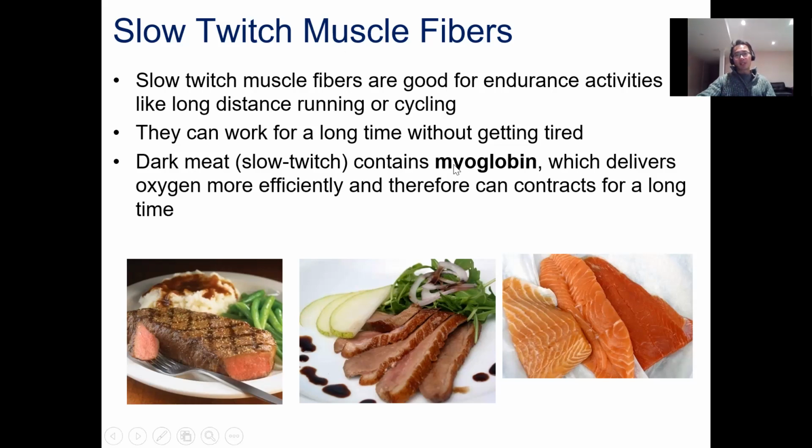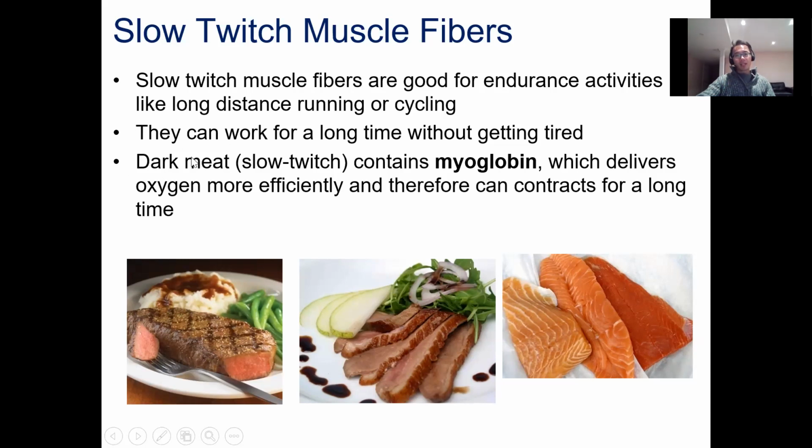Again, the reason they can do that is because they contain something called myoglobin. Myoglobin is even better than hemoglobin in delivering oxygen. And so as long as you have a steady supply of oxygen to these slow twitch fibers, you are going to be able to contract for a very long time without getting tired. Myoglobin gives them a more reddish color, and that's why muscle that has a lot of slow twitch fiber, we call dark meat or red meat.